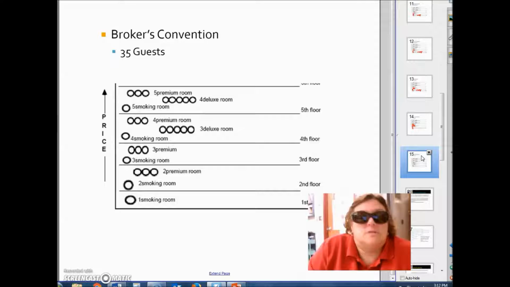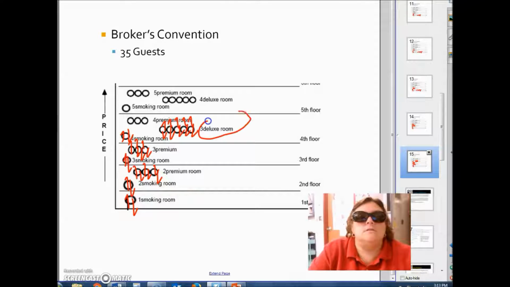Final convention, the Brokers Convention, 35. Now we got a lot to go. We've got 1, 2, 3, 4, 5, 6, 7, 8, 9, 10, 11, 12, 13, 14, 15, 16, 17, 18, 19, 20, 21, 22, 23, 24, 25, 26, 27, 28, 29, 30. Now, did anybody notice an anomaly there? We had the 3 smoking rooms. We had the 3 premium rooms.